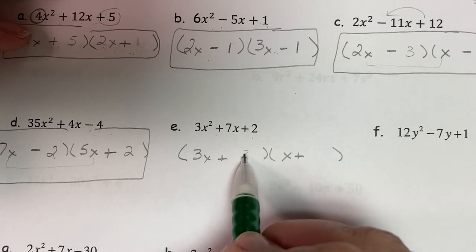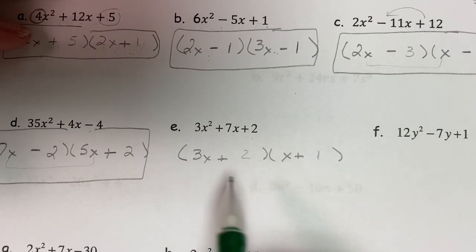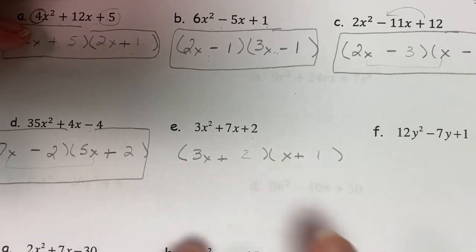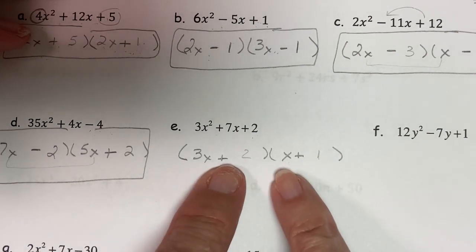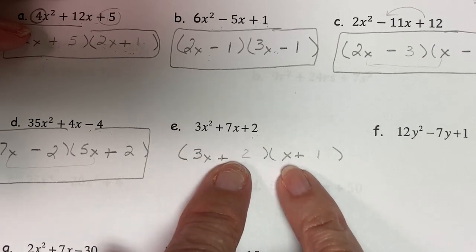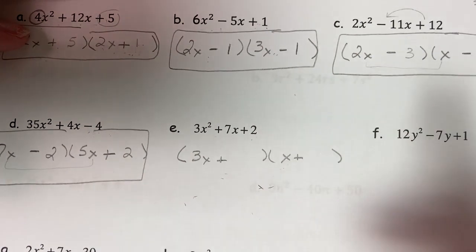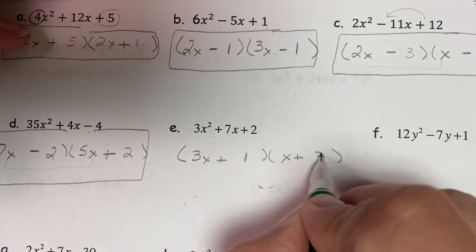Well, look, if I put a 2 here and a 1 here, and I check, I'm going to get 3x squared. Outside, I'm going to get 3x. Inside, I'm going to get 2x. Can I get a 7 out of a 3 and a 2? No, I guessed wrong. So I have to change the order and put the 1 here and the 2 here.